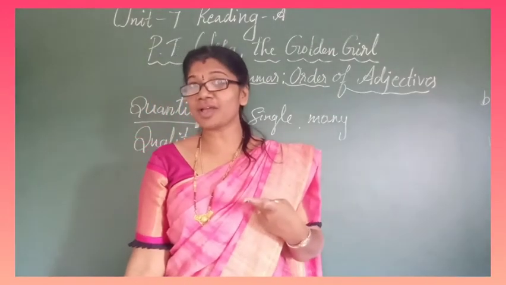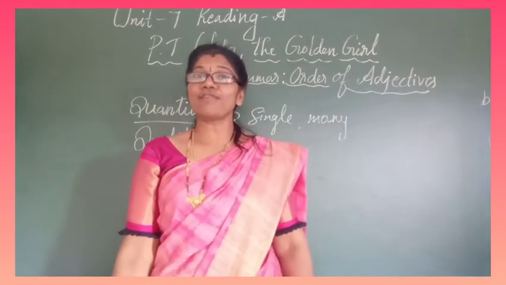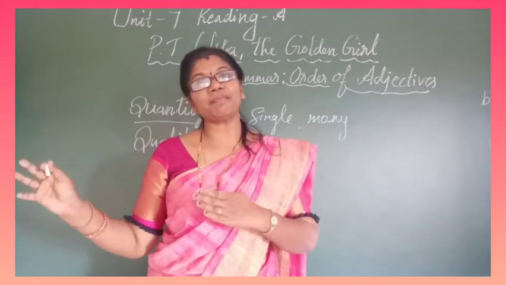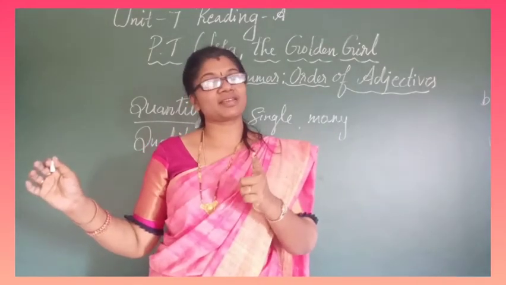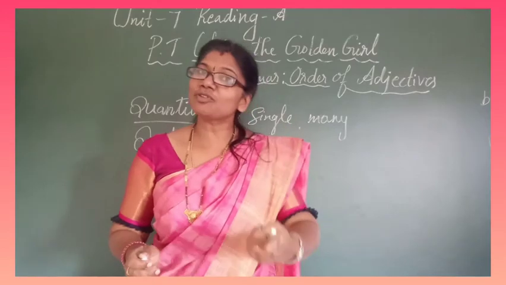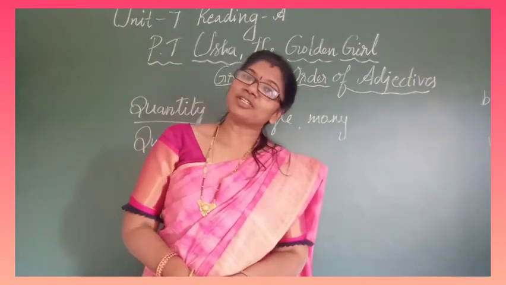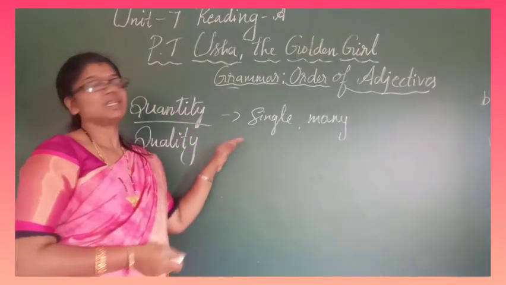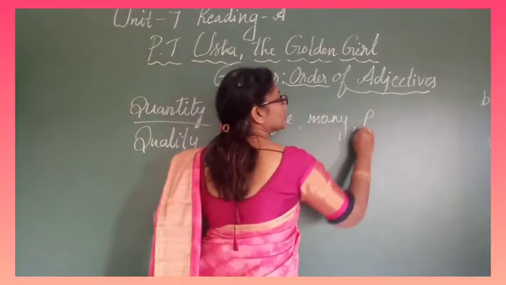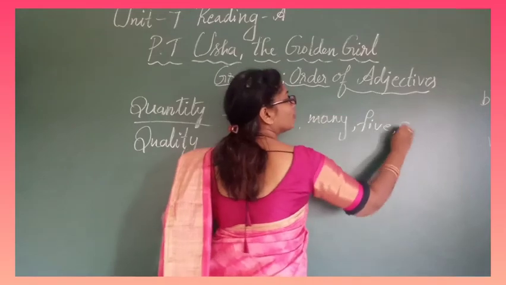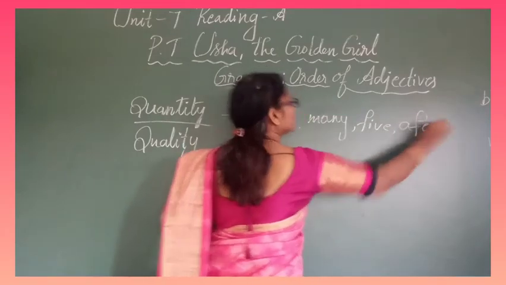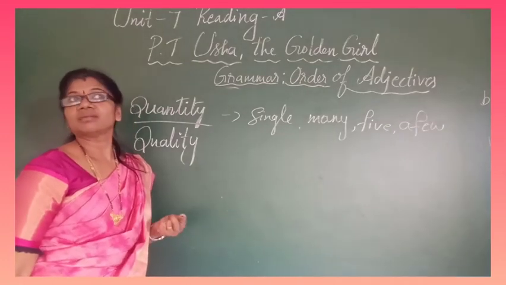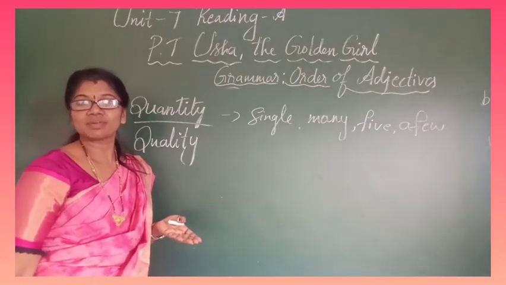How does it sound? I have big many pencils. Doesn't sound correct. So we have to follow the order of the adjectives. First is quantity. Quantity means numbers. I have 5, many, a few, whatever it may be. This comes under a few, some. I have some books with me. I have some story books with me.